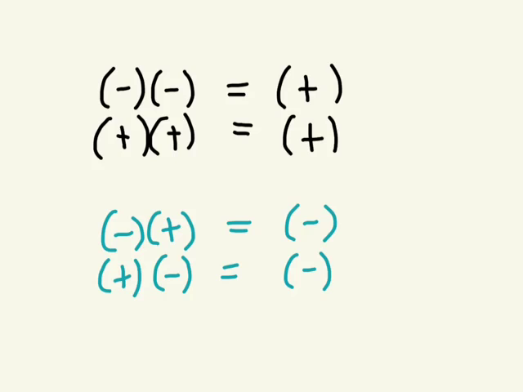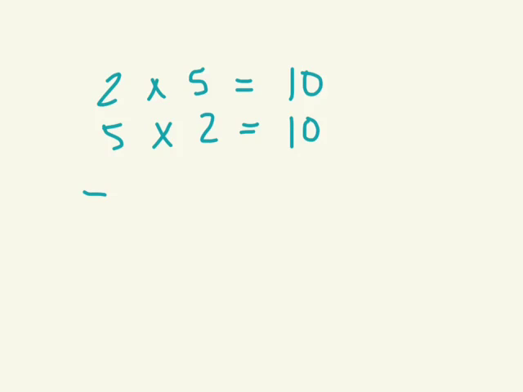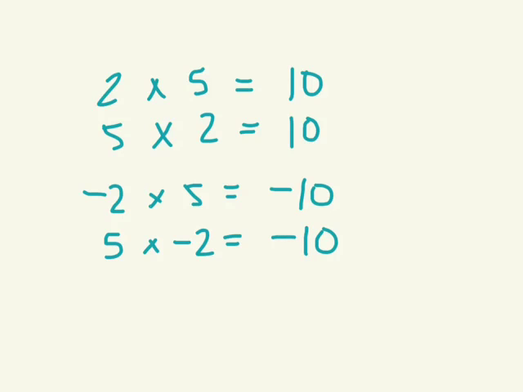Think about it. With multiplication, what is 2 times 5? What's 2 times 5? What's 5 times 2? What's negative 2 times 5? What's 5 times negative 2? The order does not matter when you're multiplying. You need to make sure you look at the correct sign and include it as well.